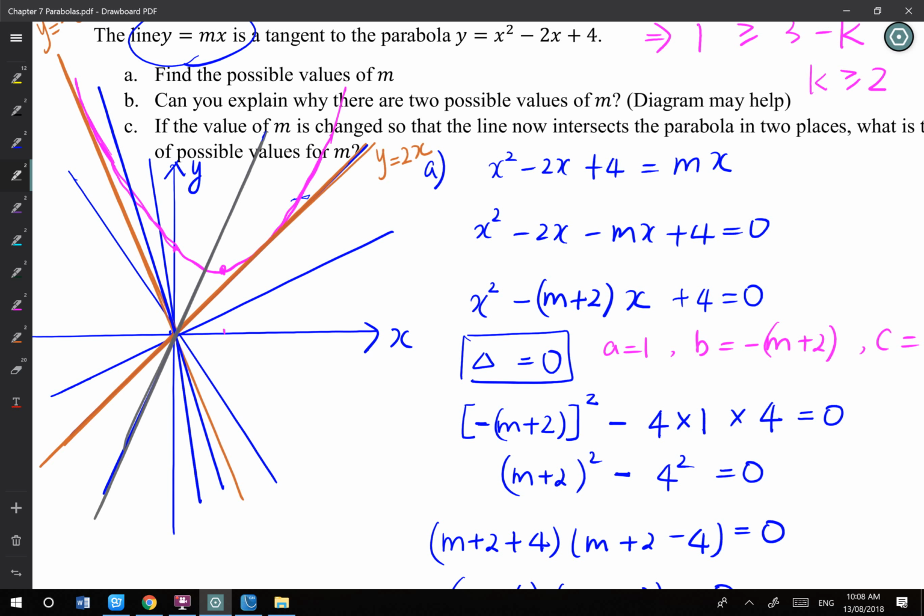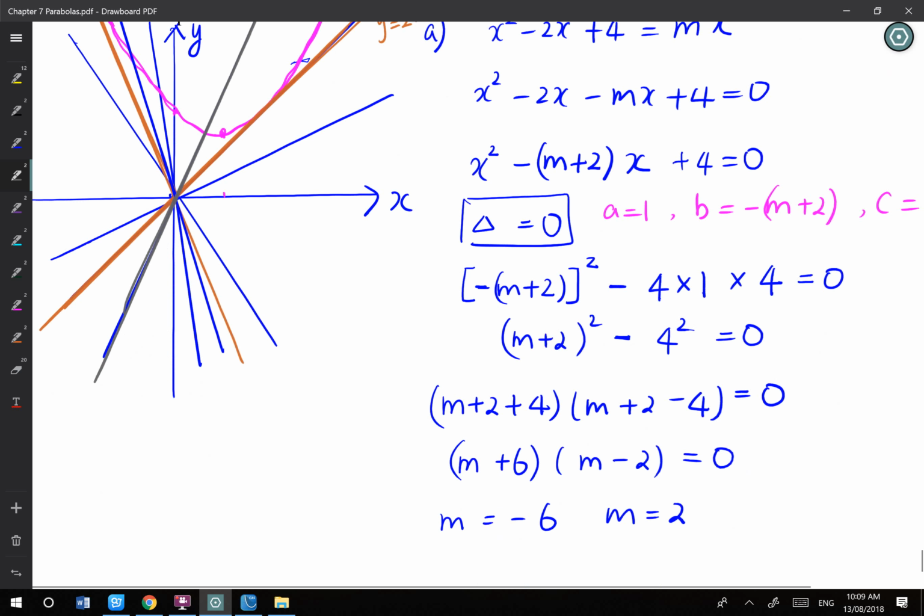Can you see that? I can keep increasing my gradient. I can always intersect, like it extended that way. Well, I can't really reach a vertical. You don't have a vertical linear, there's no gradient for a vertical line. So you can have anything just greater than 2.